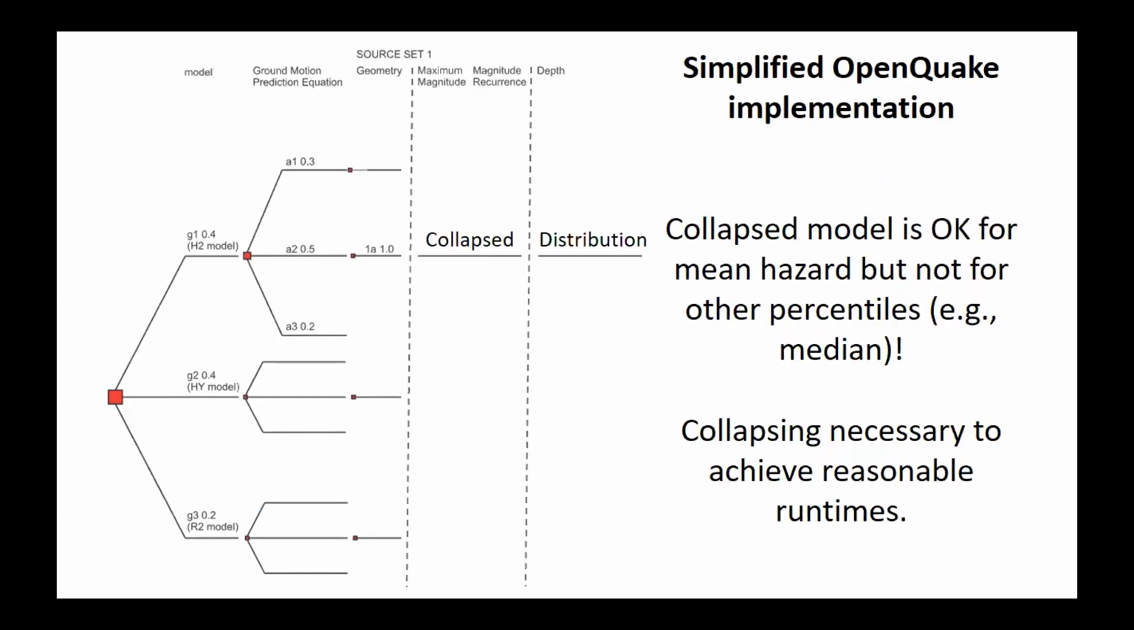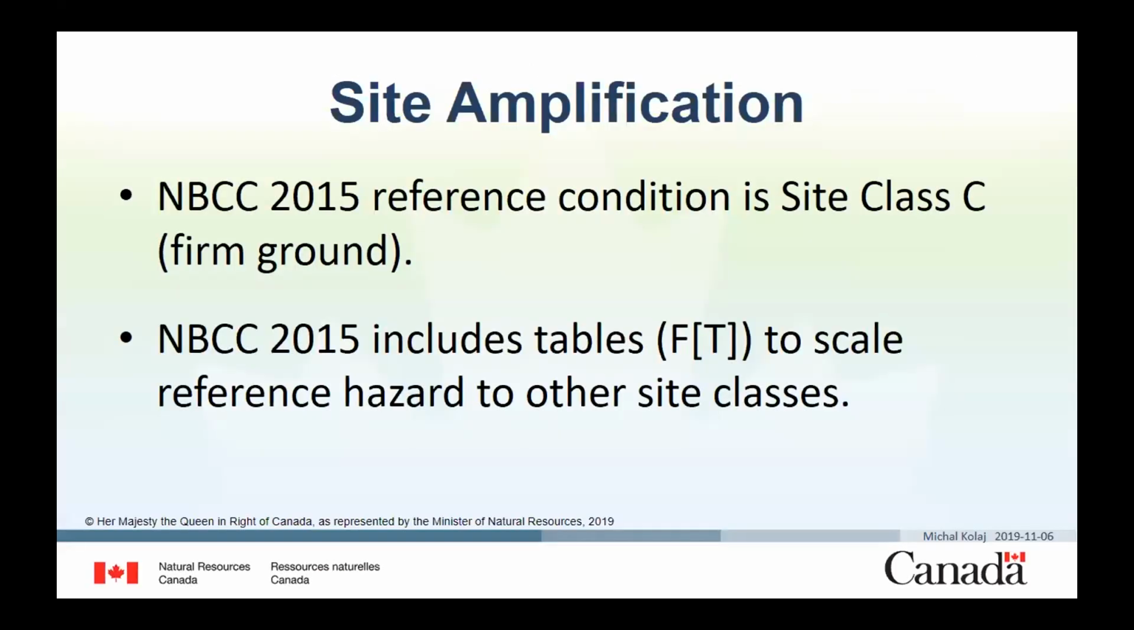So like I said, the collapsed model is okay for mean hazard, but not for other percentiles. So for example, the median value would not be consistent with the model. When you have ground motion models, they're typically at some reference site condition. And we know that your local geology, so the soil conditions underneath your feet, have a big impact as to how strong the shaking is.